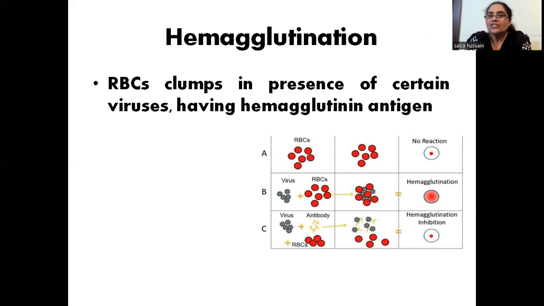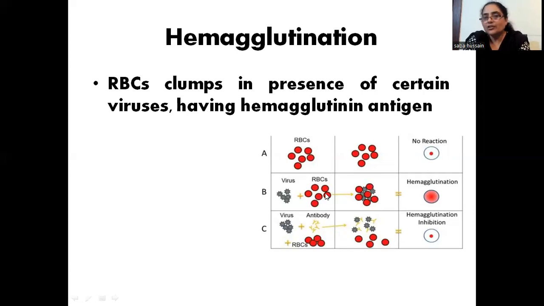Coming to the heme agglutination test, these are the RBCs, and if this RBC does not have a particular antigen attached when we add RBCs from outside, there will be no reaction, and this RBC can be seen in the form of a dot. If there is some virus containing the heme agglutinin antigen, these enveloped viruses have the antigen called heme agglutinin antigen. That means when these antigens come in contact with RBCs, they will agglutinate them.